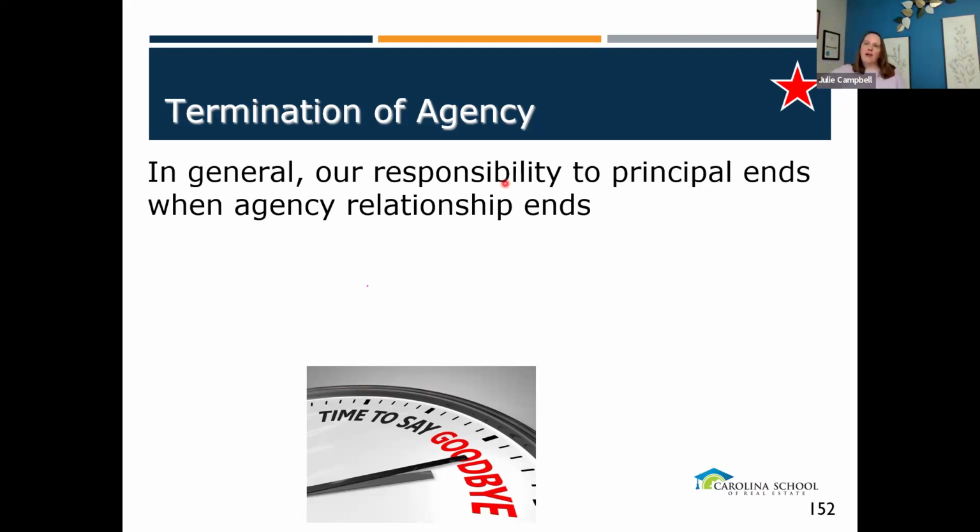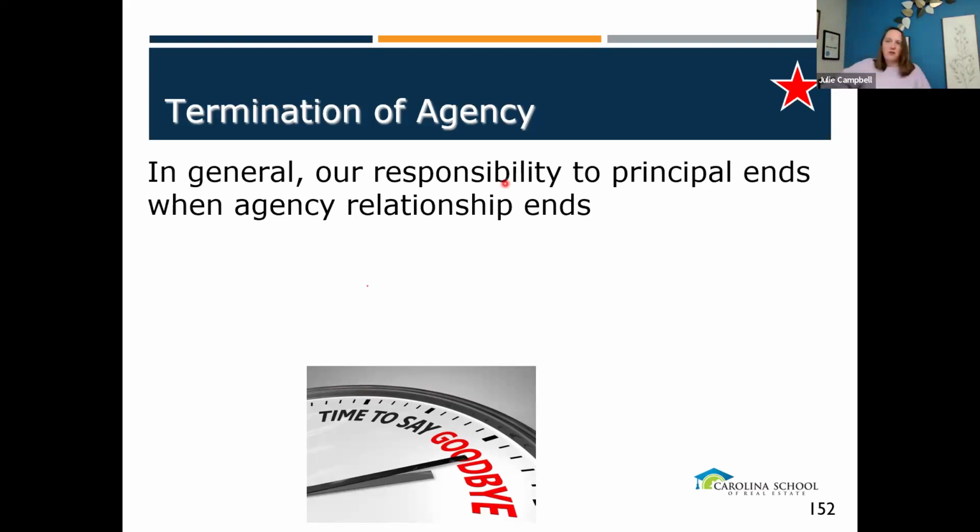Operation of law. Remember back in Unit 5, we talked about some examples when the judge could take the property, maybe bankruptcy, foreclosure, eminent domain, adverse possession. If the court takes the property, it's no longer the seller's to sell. And that would terminate the agency agreement.